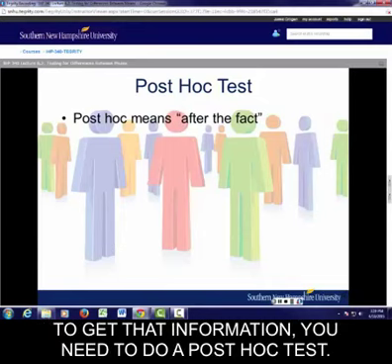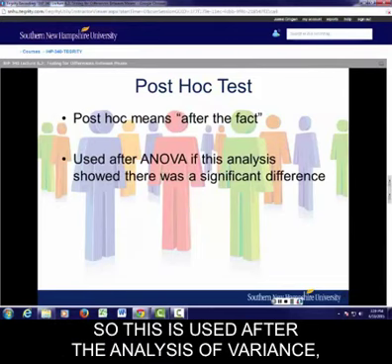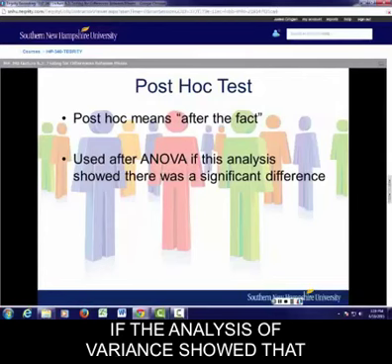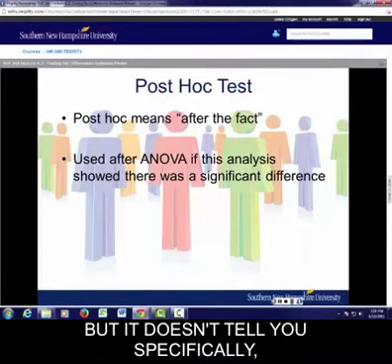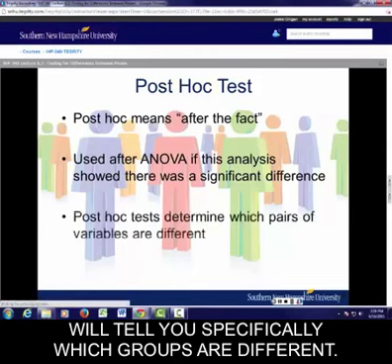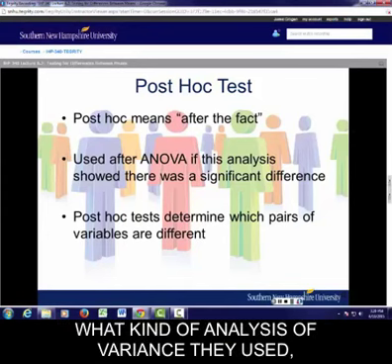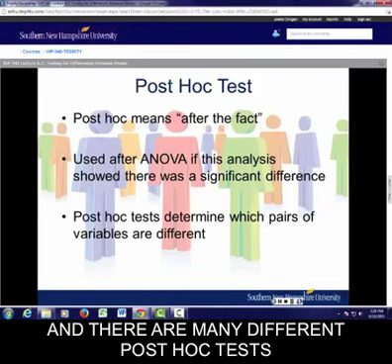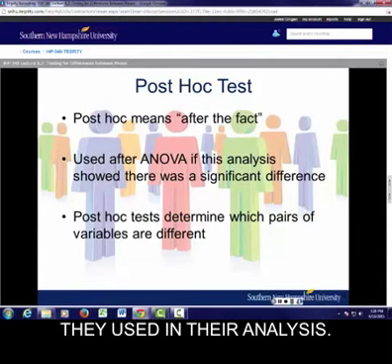To get that information, you need to do a post hoc test. This is used after the analysis of variance, if the analysis of variance showed a significant difference somewhere. The ANOVA shows whether you have a difference somewhere, but it doesn't tell you specifically which means. A post hoc test will tell you specifically which groups are different. So you might see that mentioned in the literature. Typically researchers will describe what kind of analysis of variance they used, and there are many different post hoc tests. They'll tell you what kind of post hoc test they used in their analysis.